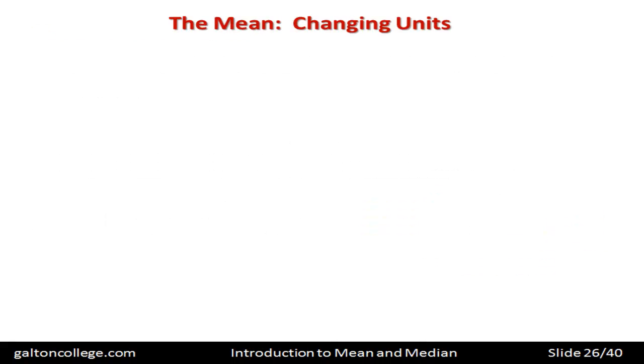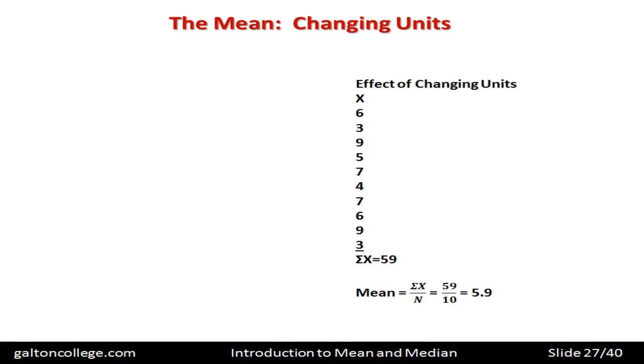Now let's look at changing units and start with the mean. Here's a set of numbers. We just picked some numbers to work them out. We add them up, we find it's 59. We've got 10 numbers, 2, 4, 6, 8, 10 numbers. So we divide the total 59 by 10, which gives us 5.9. So the average is 5.9. The mean is 5.9.